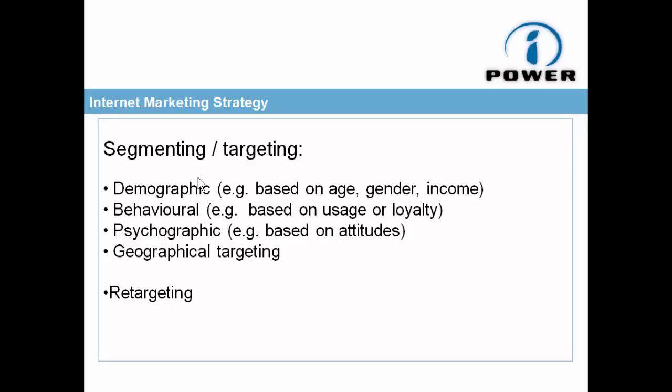Segmenting can be done in many different ways, based on demographic criteria such as age, gender, and income, or maybe behavioral criteria, whether or not your customers are loyal, how often they use your products, etc., or psychographic criteria based on their attitudes. Do they love your brand, or maybe they're completely new, even almost ignorant about your brand? 4. Geographical targeting. Of course, in some countries, the customers are different than in maybe some other markets. So you have to be aware of those differences.